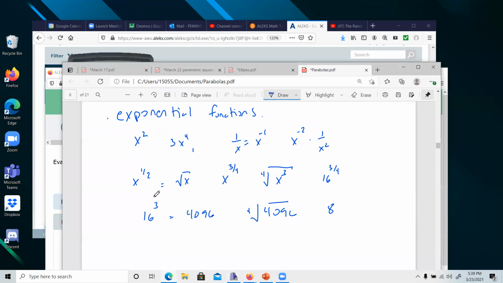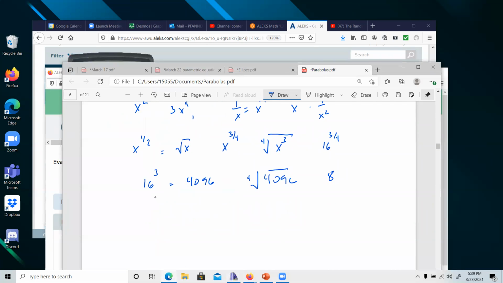Okay. Or you could take 16 to the 1/4 power, which is the 4th root of 16, right? And then cube it. And the 4th root of 16, that's going to be 2. And 2 cubed is 8. So it doesn't matter which direction you do this in. Okay. It's something I've noticed students have questions on later on, does it matter which way you go? No, not really.